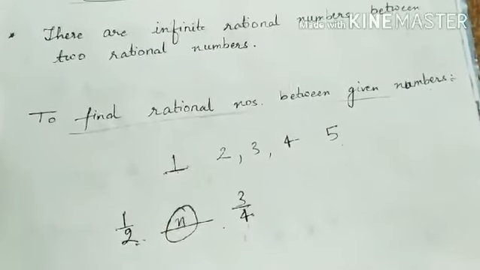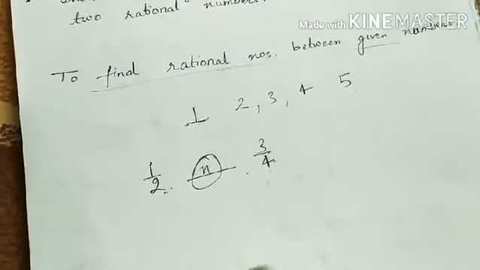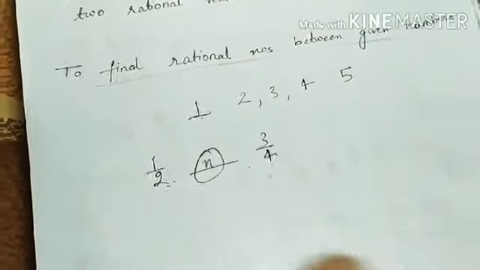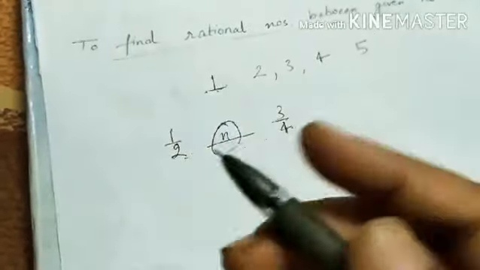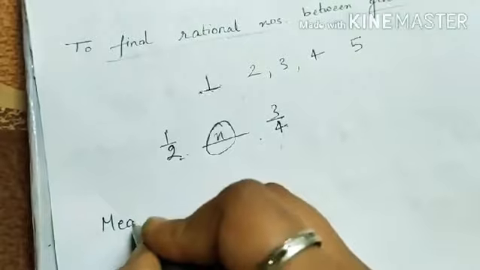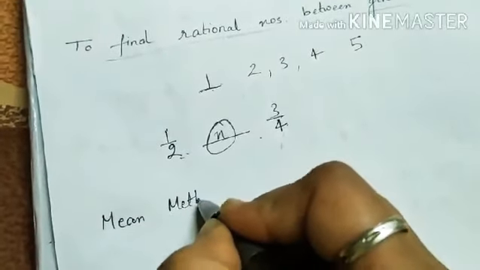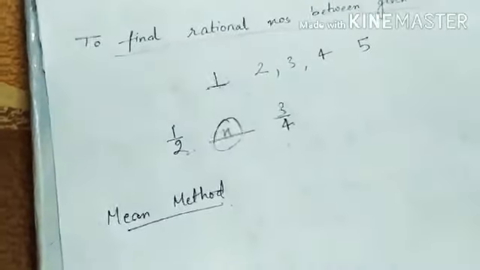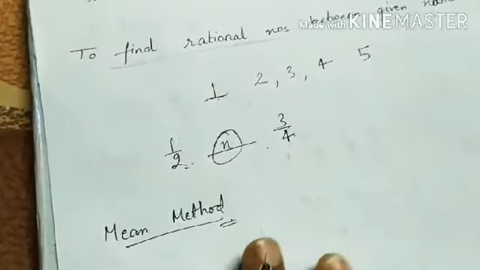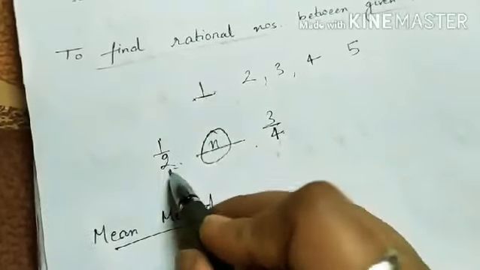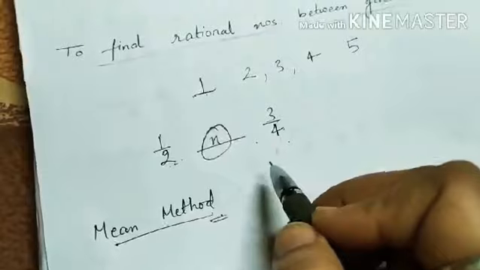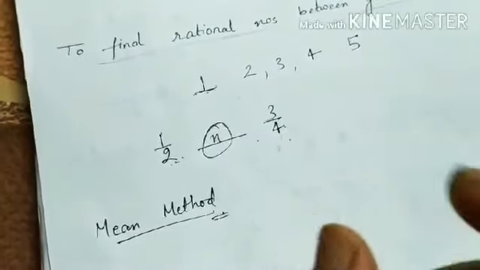There are n number of methods for doing this also, but we'll go for the mean method, and I'll tell you why we are using the mean method, and in what cases we can use a mean method. Mean method is nothing but we can simply add two numbers and divide it by 2. We get the mean.